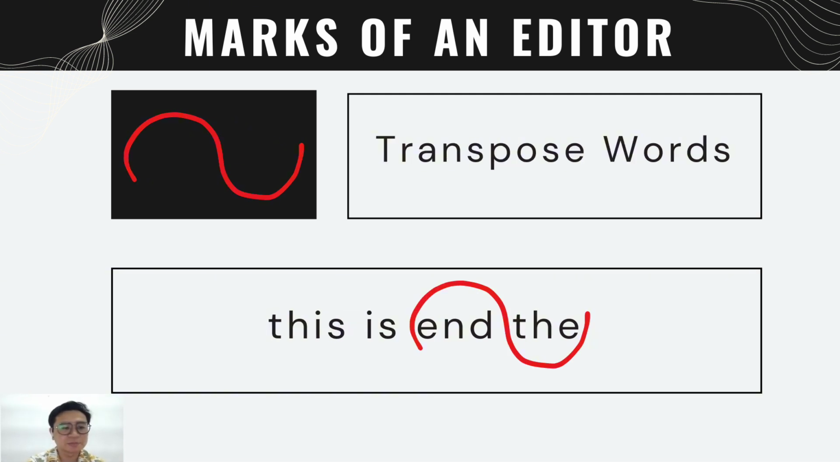Next up is transposed words. Words or letters that are in the wrong order or need to change places are transposed. Transposed letters within words are often just typos, but sometimes words should be transposed to help the sentence sound better. For example, we can see that "and" and "the" have been mistakenly switched. We can use the transpose mark to correct this.